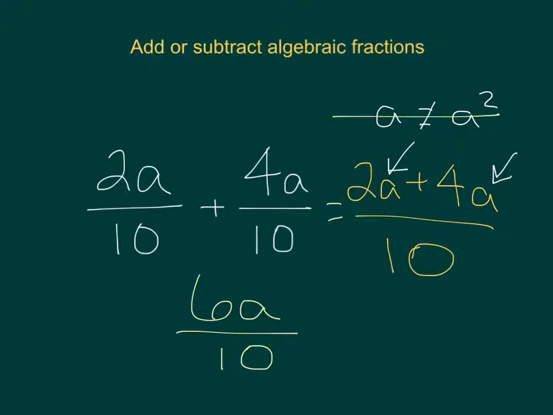Since we do not know what the a is, we have to leave the a the same, but you can still simplify the numbers. So this would be simplified down to 3a over 5.